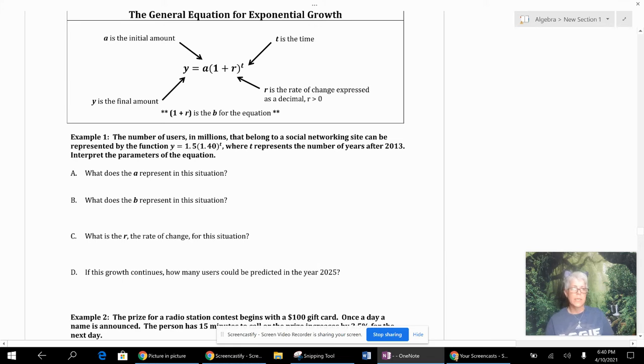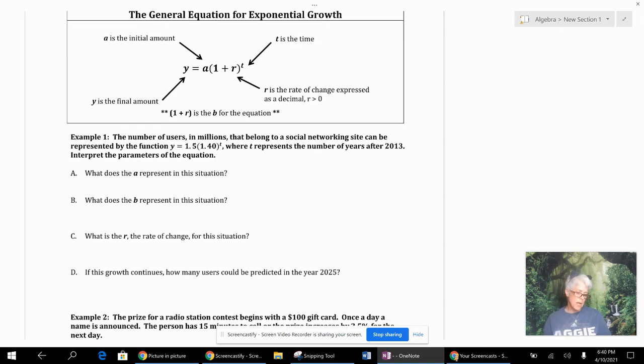Hey guys, today we continue our study of exponential functions. And so today we're going to look specifically at equations. And you're going to actually see how you've dealt with this last year when you did compound interest.